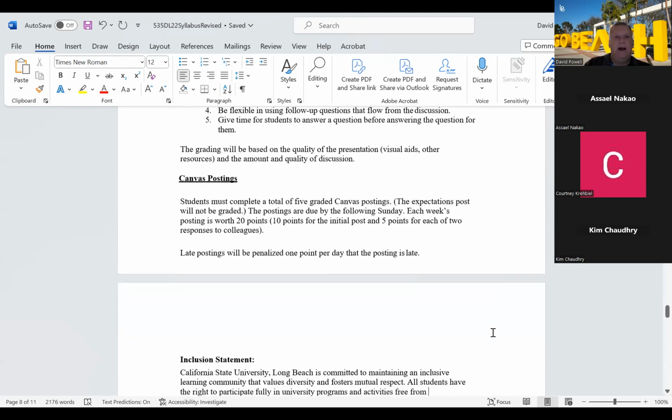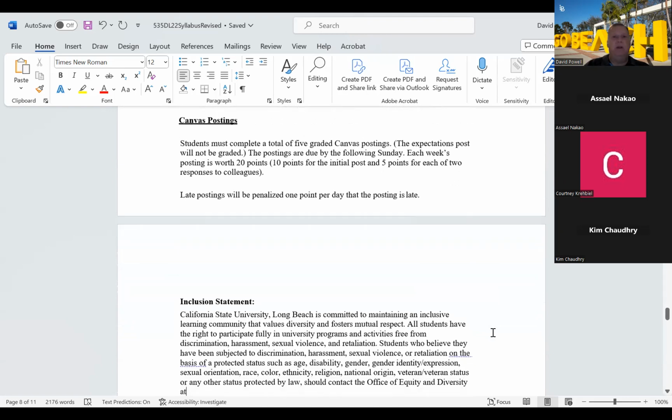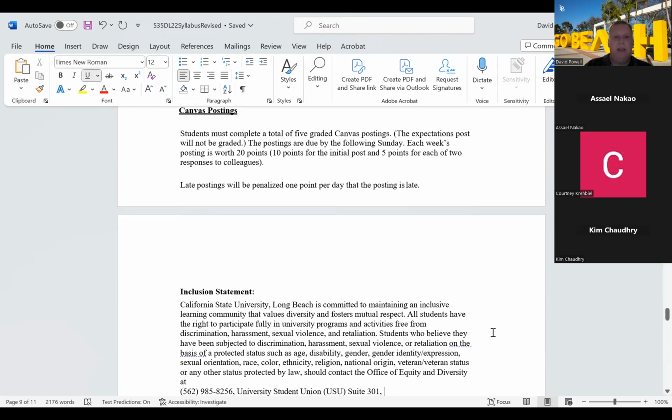Okay, Canvas postings, I've already talked about those: 20 points each, 10 points for your initial post, and then 5 points for the responses to each of your classmates. As I said before, there are 6 posts, 5 of them are graded, and the 6th one is optional, and I will then replace your lowest grade with the highest grade you get. For the most part, people are happy with their first 5 grades, and they don't need to do Canvas essay number 6. It's just there in case you need it or want it.